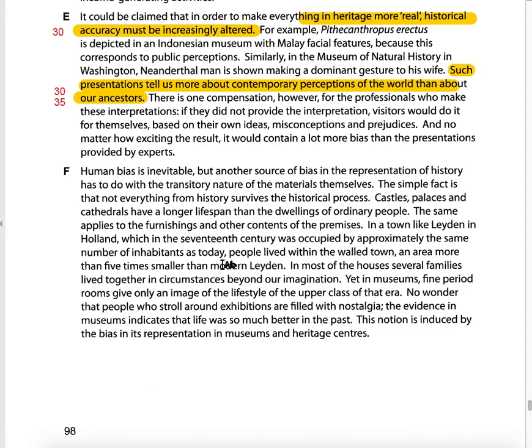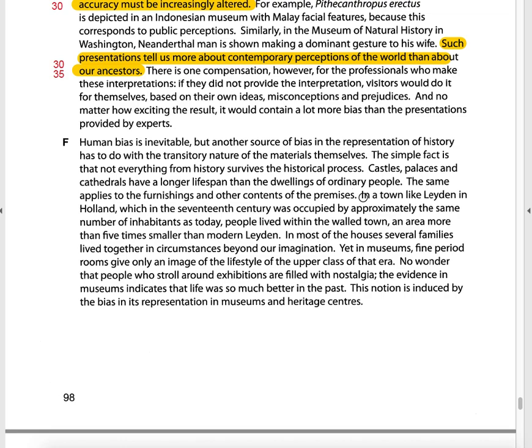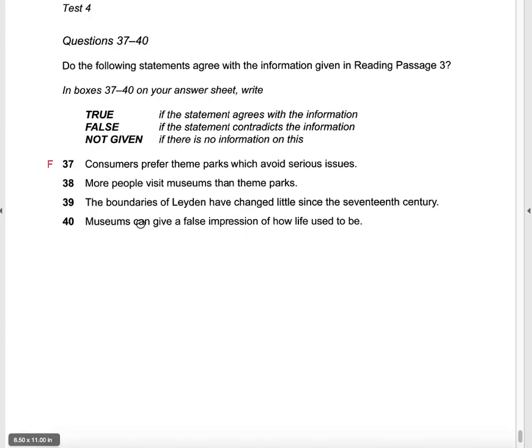So it says that Leiden before was 5 times smaller. In a town like Leiden, the same number of inhabitants as today, but it says people lived within the walled town and area more than 5 times smaller than modern Leiden. So before it was smaller. So they have changed little.